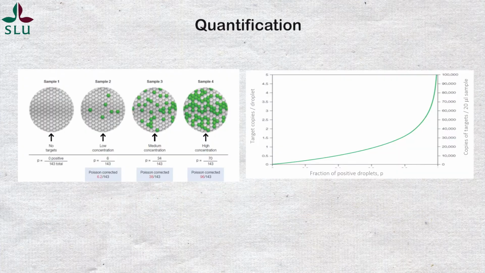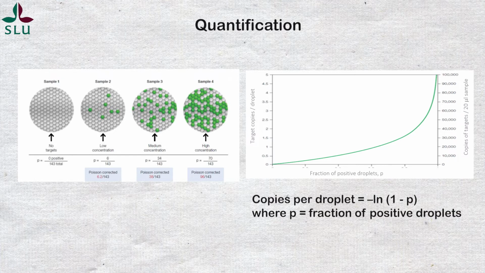Then to how the quantification works. As pointed out before, more than one target molecule may be co-located in the same compartment, and the number of molecules in each compartment follows a Poisson distribution. Thus, the number of copies of the target molecule in a sample can be calculated accurately according to the formula shown in the graph below.